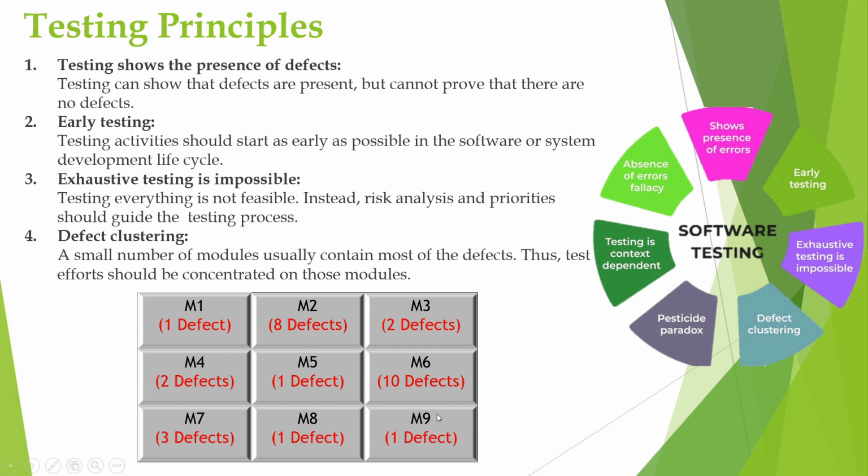Here you may see that the defects are not equally distributed. That means we have not got the defects in equal proportion. That is, we are not having the same number of defects in each module. They are distributed among the modules here. The majority of the defects we are getting in module 2 and module 6. This is what the defect clustering tells us. The defects are not equally distributed, and the majority of the defects come from a few of the modules. This is the example of the defect clustering.